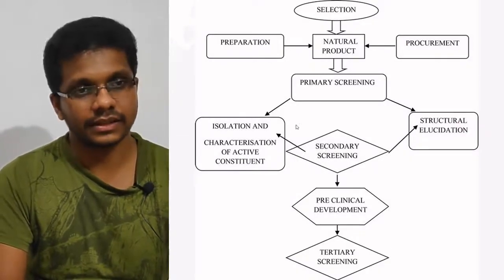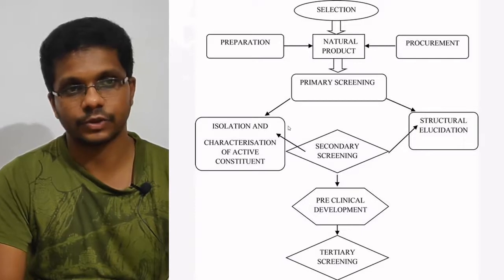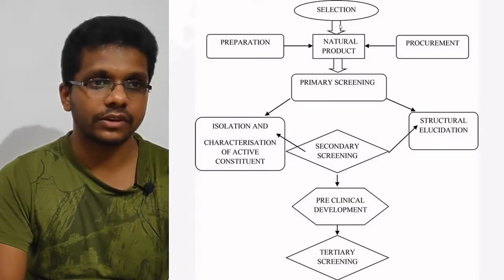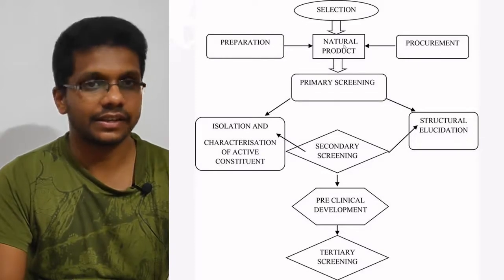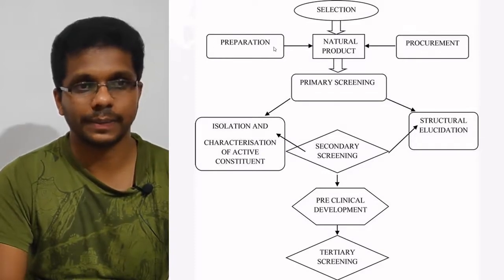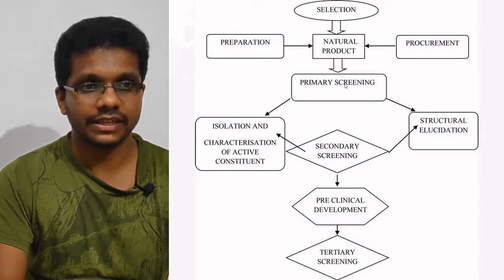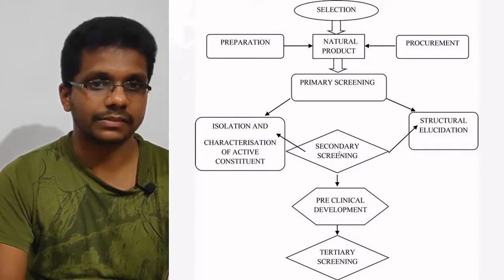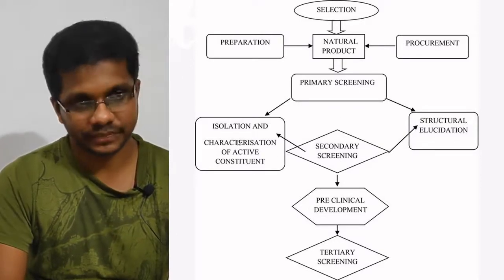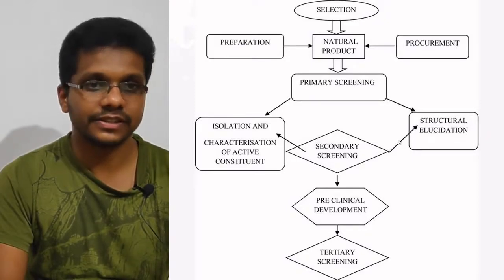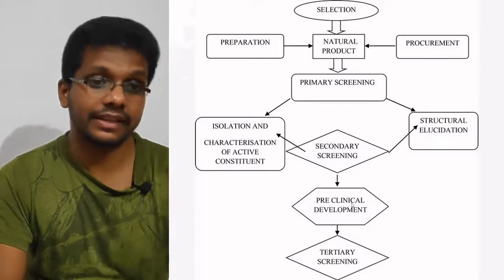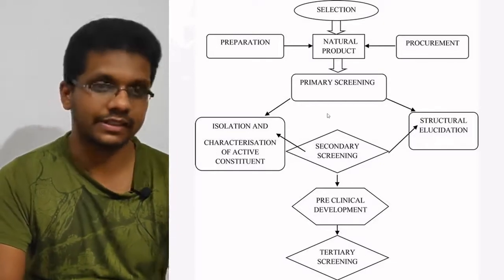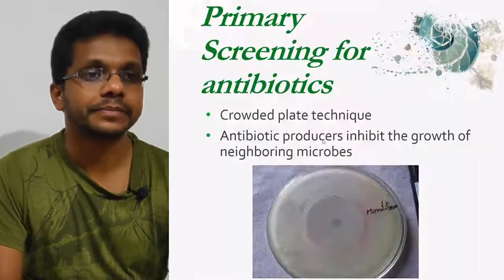Just like the images I have shown before, we will select the natural resource and prepare it either by procurement or by preparation. Then go for the primary screening, then to the secondary screening with the characterization and structural elucidation. Then preclinical development modifications can be done. Then to the tertiary screening. It is a much simpler image, that's why I put it here.